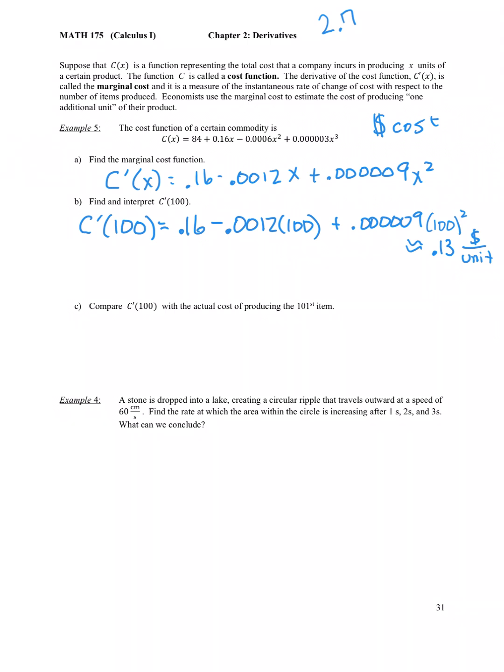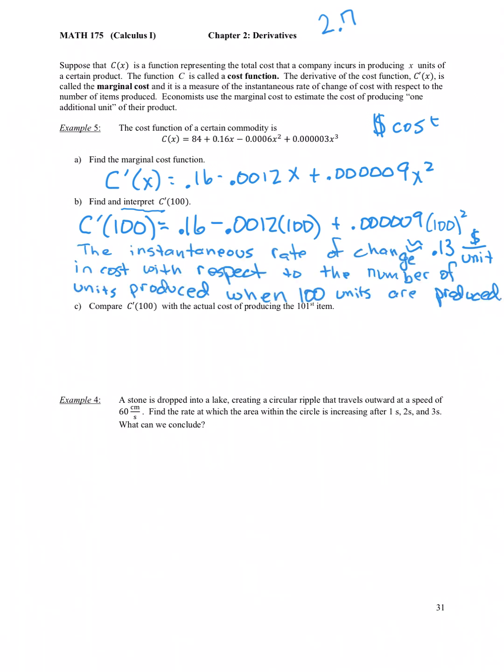Now they also tell us to interpret this, meaning in words. What does this mean? Well, remember, the marginal cost means the instantaneous rate of change in the cost with respect to the number of units. So in this case, this is the instantaneous rate of change in the cost with respect to the number of units in terms of using 100 units. Let me write that down for you. And there I have it written for you. So go ahead and pause the video if you need to.